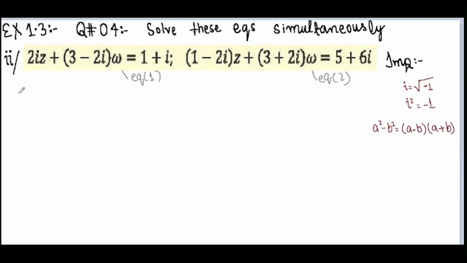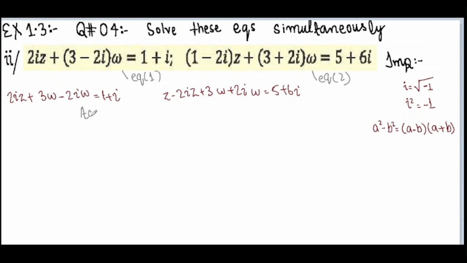Now we are going to write here 2 iota Z plus 3W, I'm just opening the brackets, 3W minus 2 iota W equals 1 plus iota, and the second equation is Z minus 2 iota Z plus 3W plus 2 iota W equals 5 plus 6 iota. Now we are going to add both these equations.